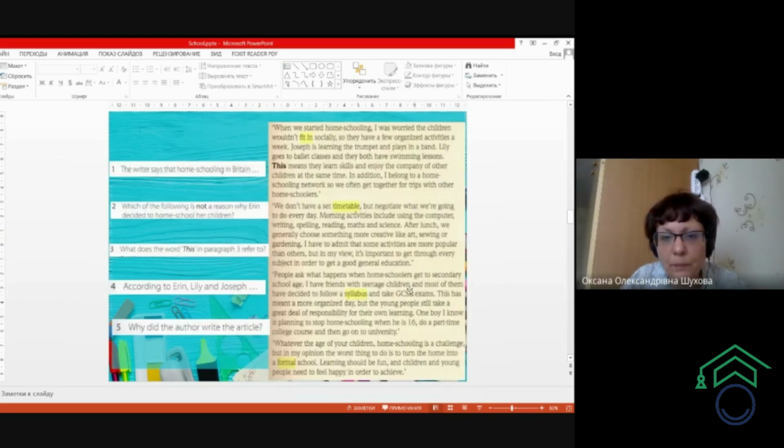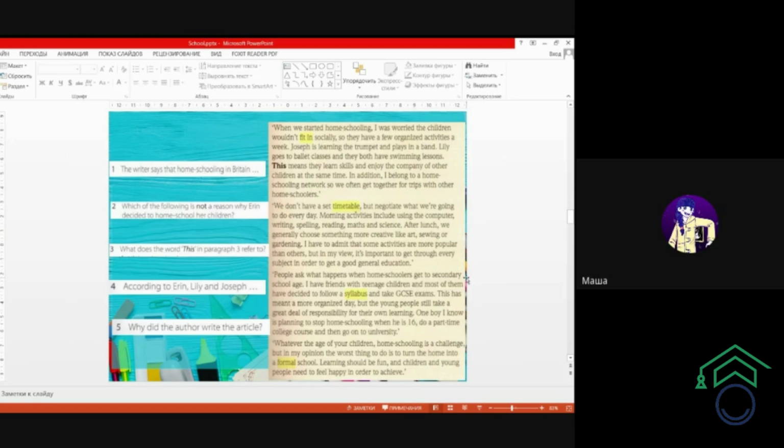Continue. When we started homeschooling, I was worried the children wouldn't fit in socially, so they have a few organized activities a week. Joseph is learning the trumpet and plays in a band. Lily goes to ballet classes, and they both have swimming lessons. This means they learn skills and enjoy the company of other children at the same time. In addition, I belong to a homeschooling network, so we often get together for trips with other homeschoolers.